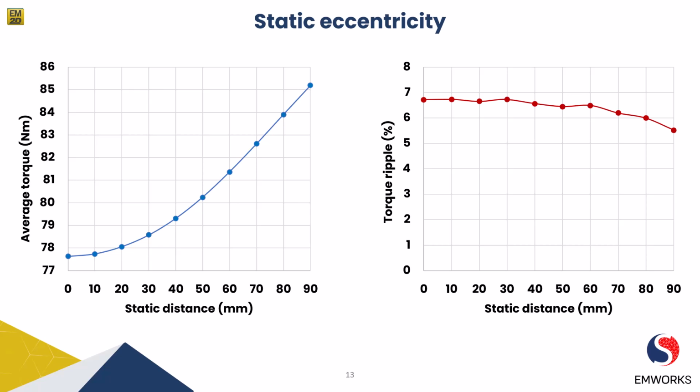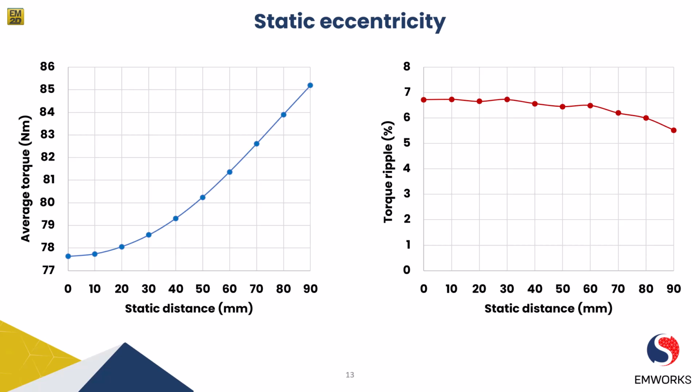The first we can see is the increase in average electromagnetic torque. The average electromagnetic torque in a PMSM is generated due to the interaction between the stator's magnetic field and the rotor's permanent magnets. When the rotor is eccentric, the air gap between the stator and the rotor varies as the rotor rotates. This variation in the air gap leads to a non-uniform distribution of magnetic flux density in the air gap. Now, during the eccentric rotation, the magnetic flux density is higher in some regions and lower in others compared to a perfectly centered rotor.